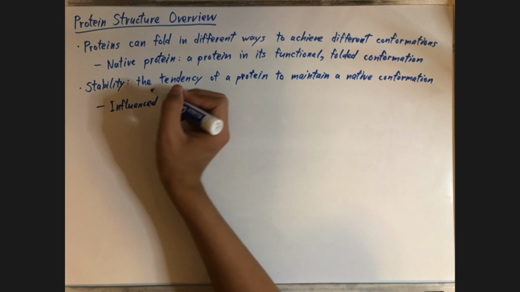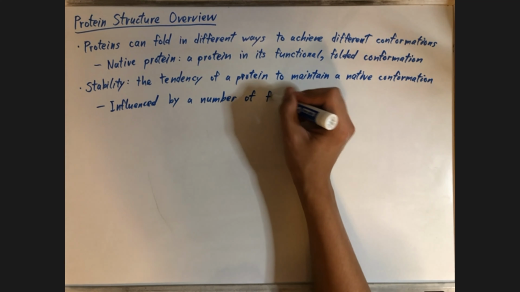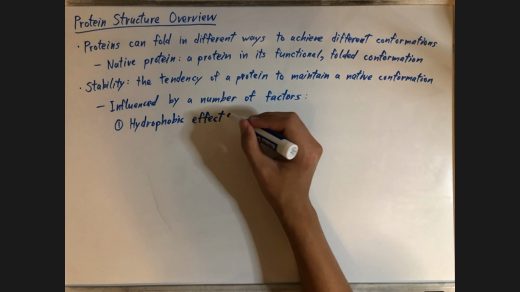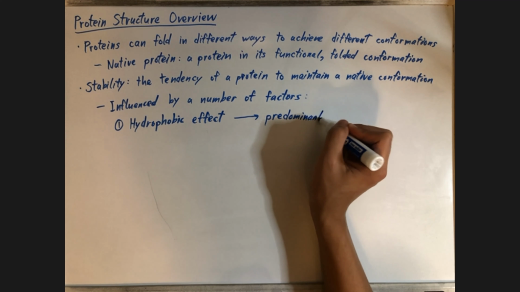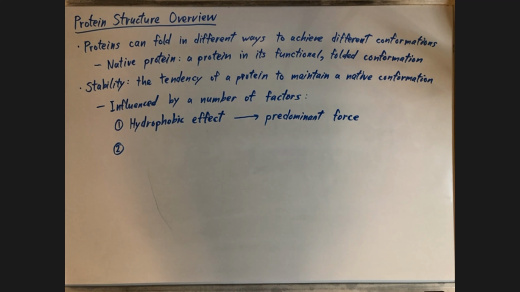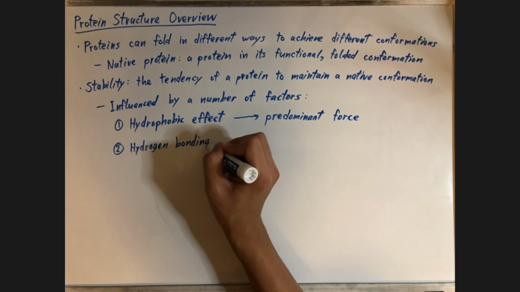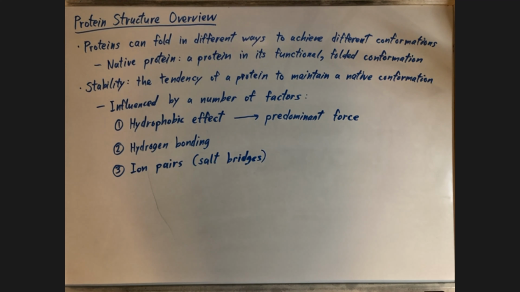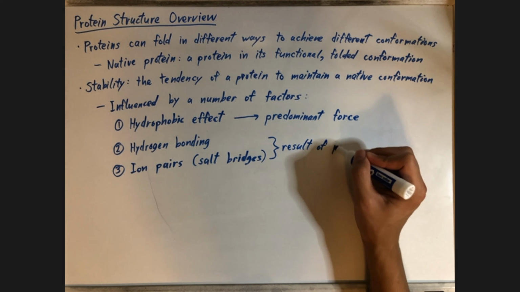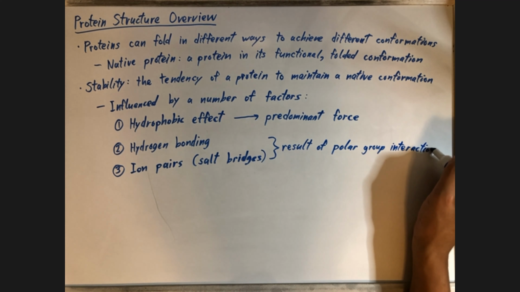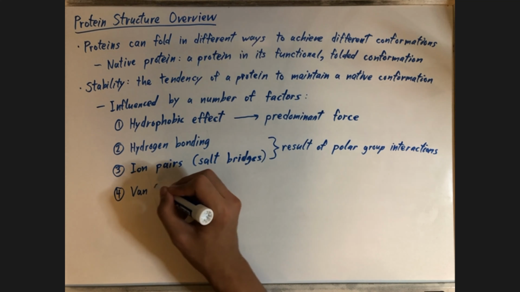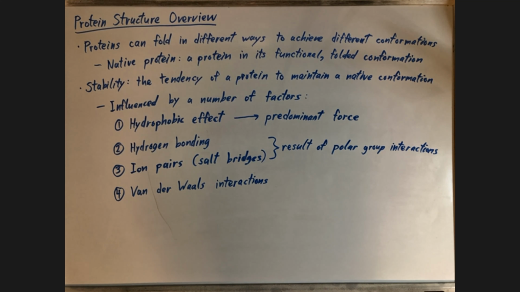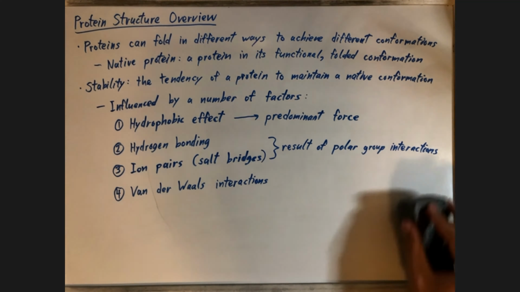A protein's stability can be influenced by a number of factors, such as the hydrophobic effect. And this is the predominant force that influences the stability of a protein. There's also hydrogen bonding and ion pairs, or salt bridges. And these two are the result of polar group interactions. And then we have van der Waals interactions, which are very weak individually, but can collectively produce a substantial effect on protein stability.